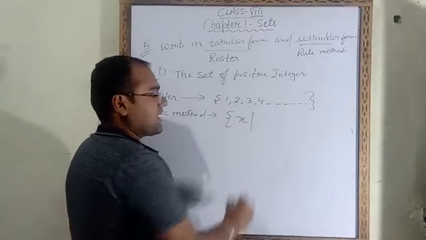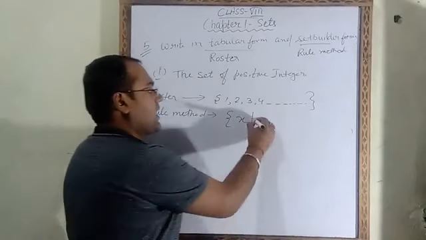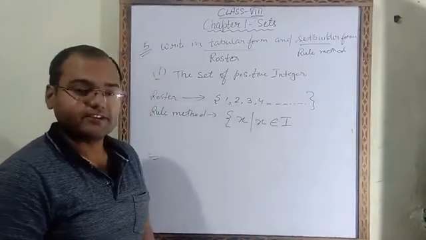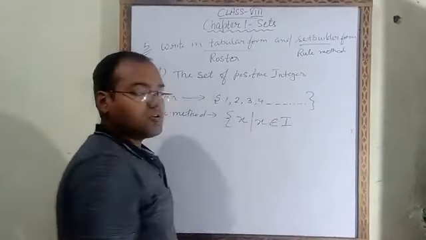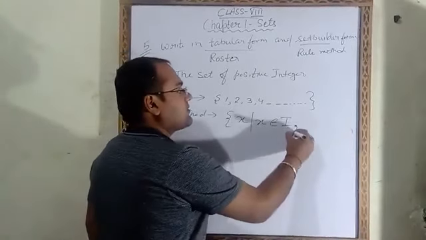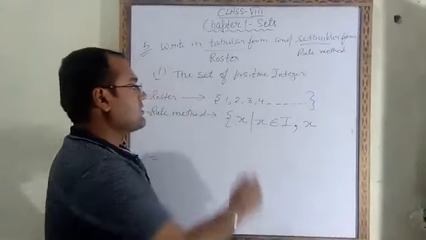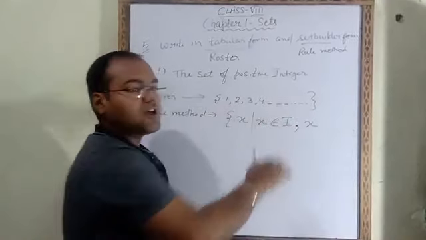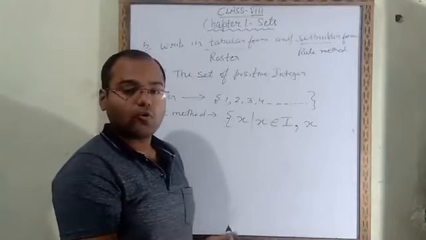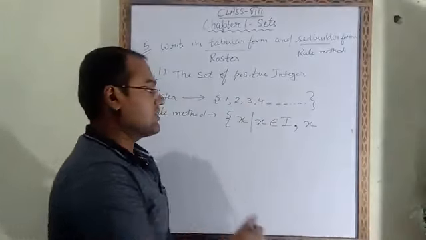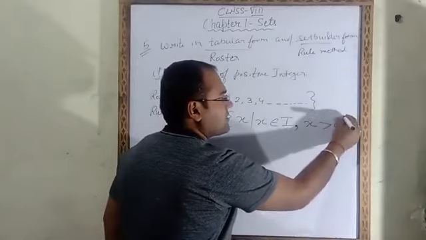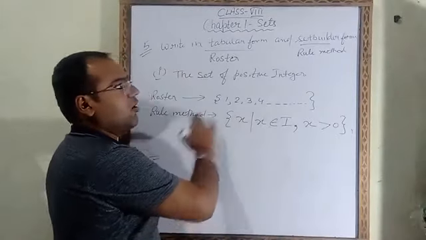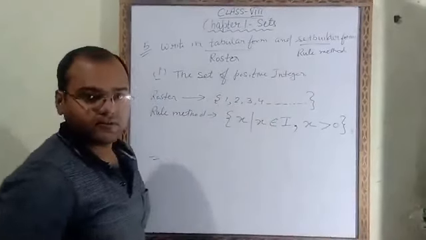In the beginning we write it like this: x such that x belongs to I. I means integer. These all values belong to integers, and the x values are 1, 2, 3, 4, 5, 6 and so on. That means these all values are greater than 0, that means x is greater than 0. So this is your rule method or set builder method.